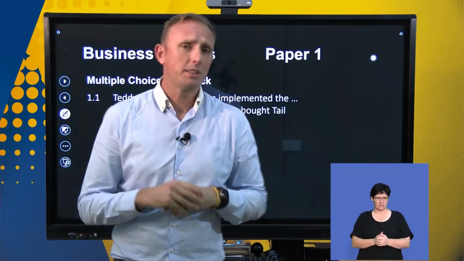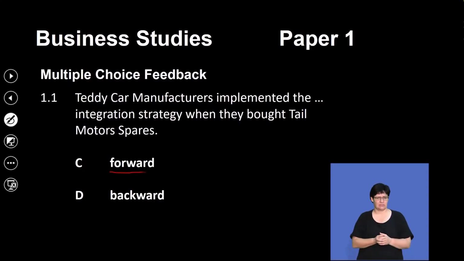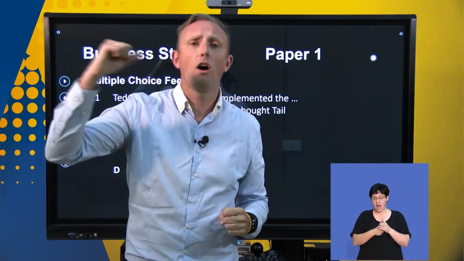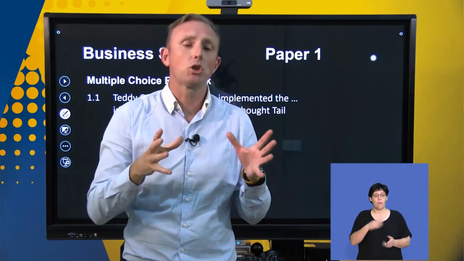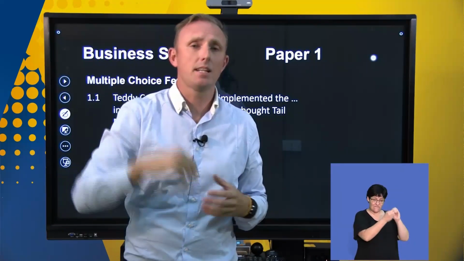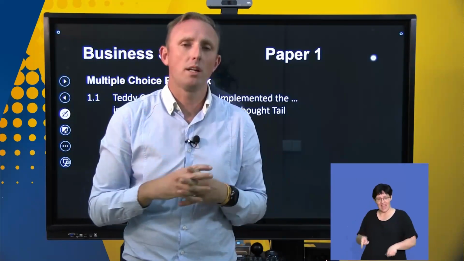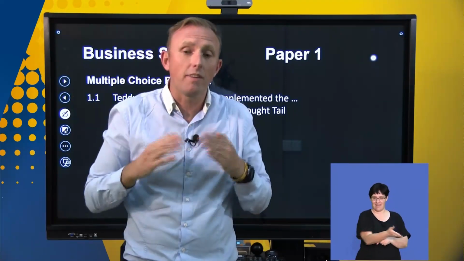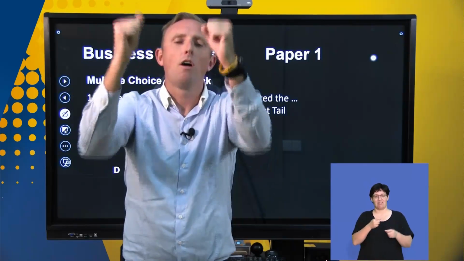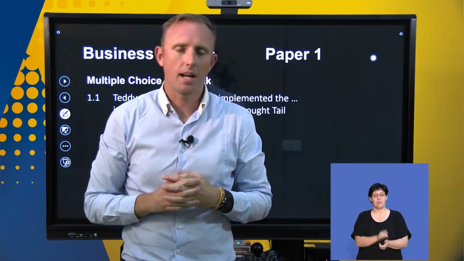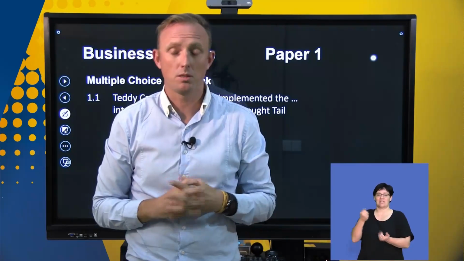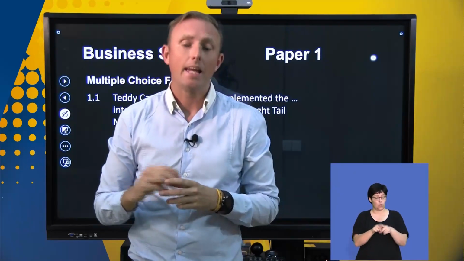So what could potentially happen here in terms of forward? Teddy car manufacturers make cars, and they're going to buy a car spares supplier, so that they can make sure that the parts their customers are buying are of the correct quality for Teddy car manufacturers. So there they are taking control of their distributors to make sure that their customers are getting the best products possible.